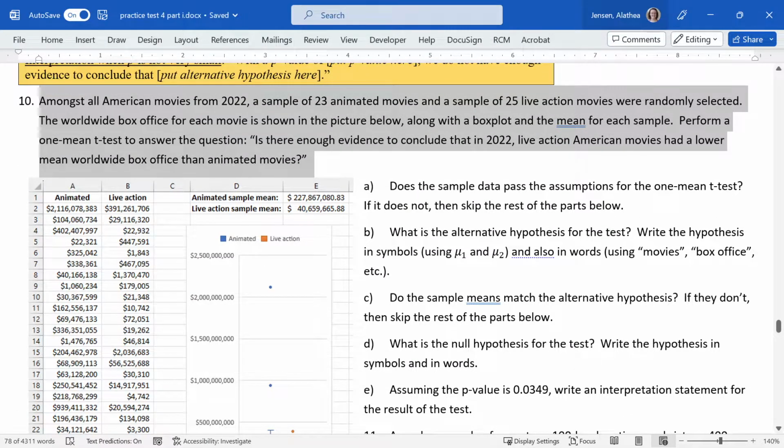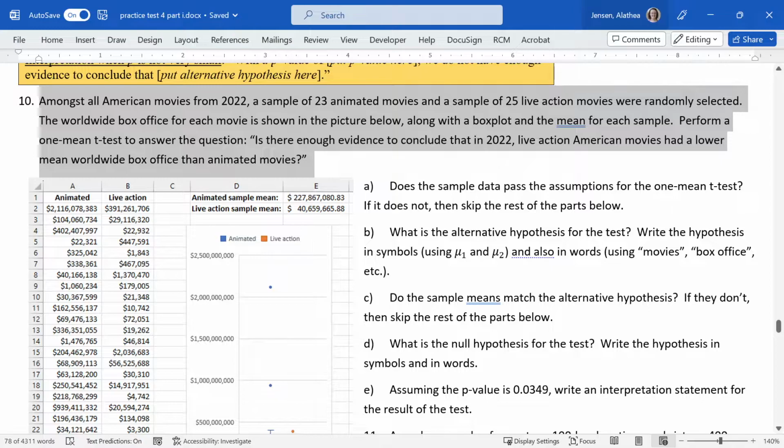Amongst all American movies from 2022, a sample of 23 animated movies and a sample of 25 live-action movies were randomly selected. The worldwide box office for each movie is shown in the picture below, along with a box plot and the mean for each sample. Perform a one-mean t-test to answer the question: is there enough evidence to conclude that in 2022, live-action American movies had a lower mean worldwide box office than animated movies?